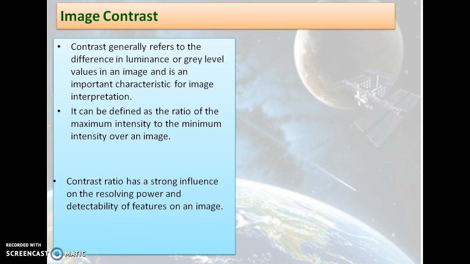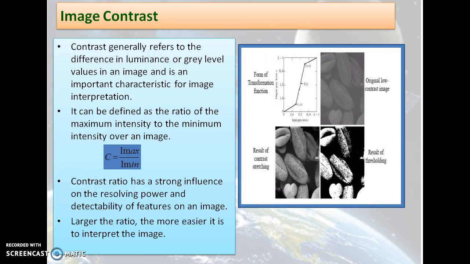Contrast in visual perception of the real world can be determined by the difference in the color and brightness of the object and other objects within the same field of view. Or, elsewhere we can say, it is the distinction between the darkest and brightest area in the image. So, contrast in an image generally refers to the difference in luminance or gray level values in an image and is an important characteristic for image interpretation.